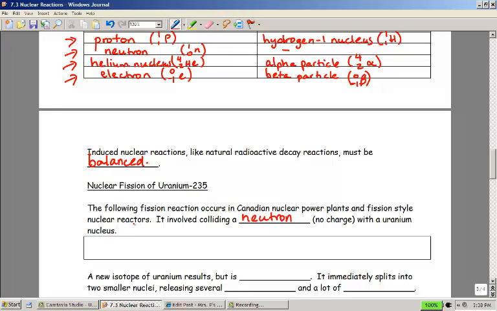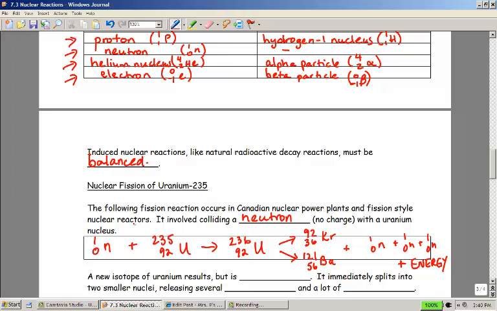Have a look at figure 7.20 on page 316 so you can better visualize what's going on. In this reaction, one neutron is fired into a uranium-235 nucleus, and the result is that the neutron fuses with that nucleus to give us uranium-236, but this is highly unstable. It doesn't stay like this for very long. It will spontaneously split into krypton-92 and barium-141, and also release 3 neutrons and a whole lot of energy.